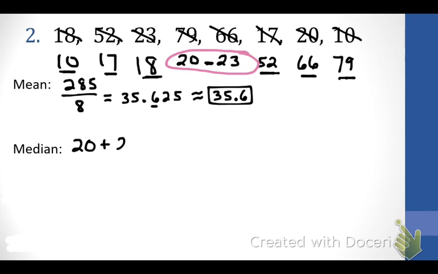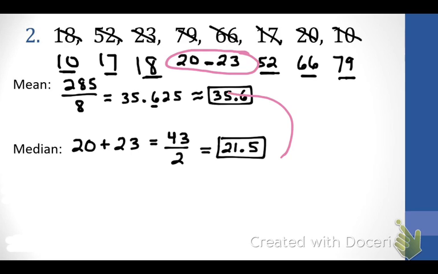Add them together. What's 20 plus 23? 43. Is that my mean? No. How do I find that mean or that average? Divide by what? 2, because there were two numbers there. What is 43 divided by 2? 21.5, and that is your answer for what our median is. If I was to look at what number would come right here in the middle, it would be a 21.5.